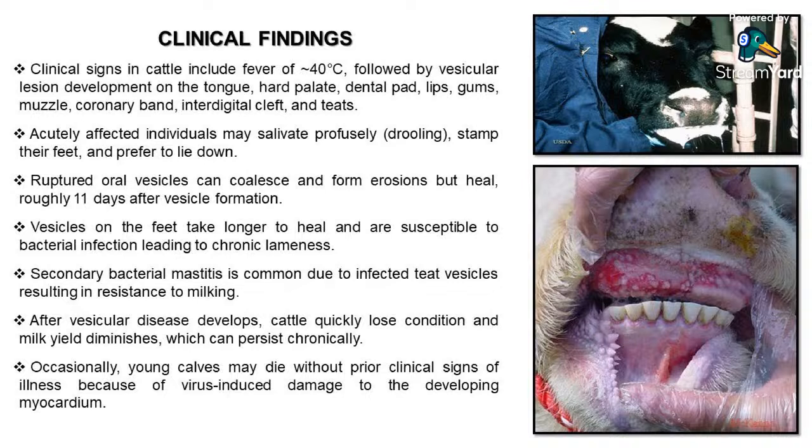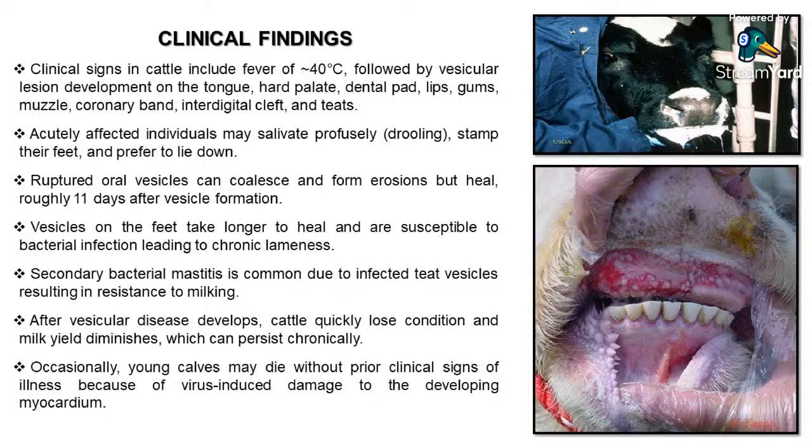The oral lesions coalesce, they combine and form erosions. But after 11 days, vesicle formation is there. And vesicles on the feet take more time to heal because of the bacterial infection, and it may lead sometimes to chronic lameness. And secondary bacterial mastitis also occurs, because whenever there are vesicles present on the teats, the animal is resistant to milking, so mastitis also occurs.